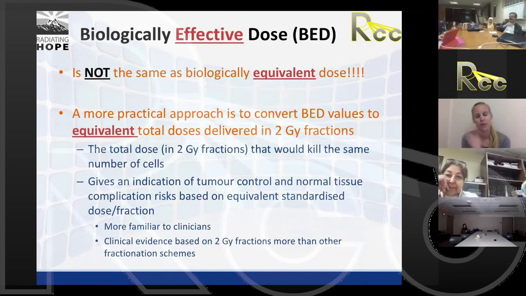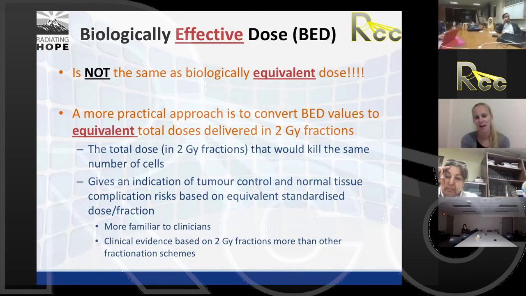Okay, so a lot of you will have heard the term biological equivalent dose. Biological effective dose is not the same as biological equivalent dose. It's really important to remember they're quite different things. With the 4.5 gray per fraction, 45 gray total dose, we've got this biological effective dose of 56 gray or whatever it was. What does that mean in a clinical sense to our patient? What does that number even mean?